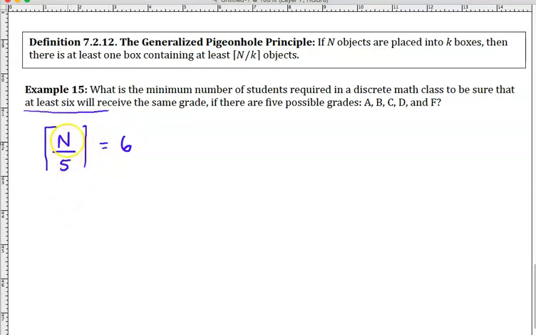Okay? So you can see that this number has to be 26, right? So n would have to be 26. If n is 25, then you could divide and you get 5 students going into each box. But if you have an extra student, if you have 26 students, then at least one of the boxes will have to have 6 students receiving the same grade. Okay. All right, so this is the end of this section.